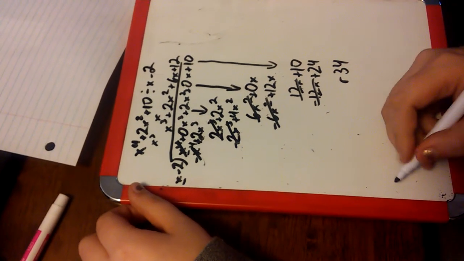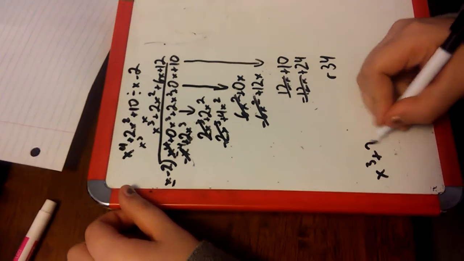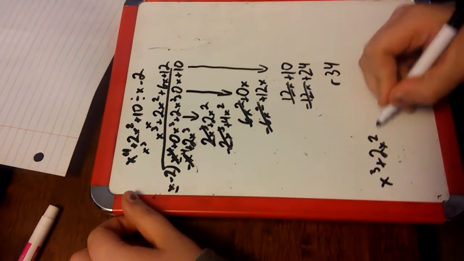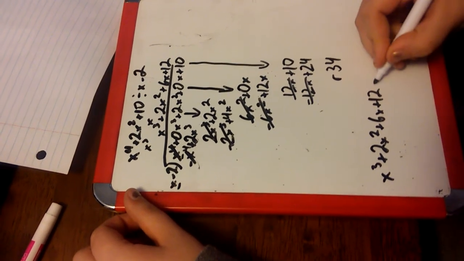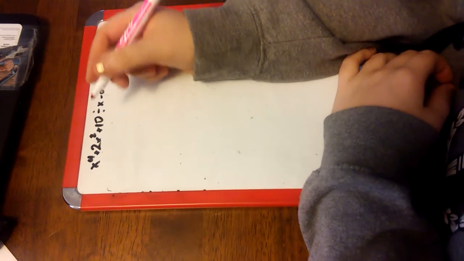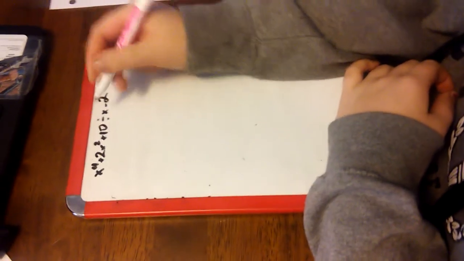So your answer ends up being x to the third plus 2x squared plus 6x plus 12 with a remainder of 34. Okay, so we're going to do the same problem that we just did, but with short division.